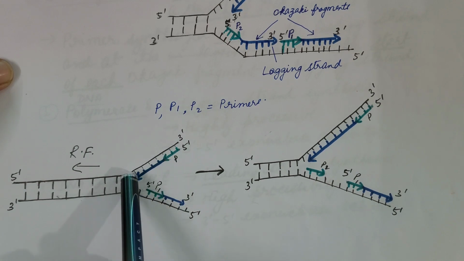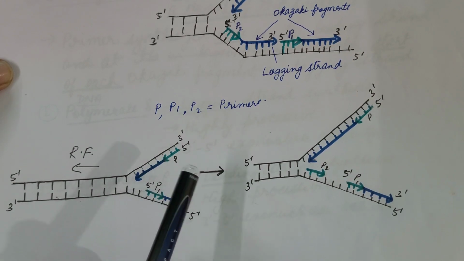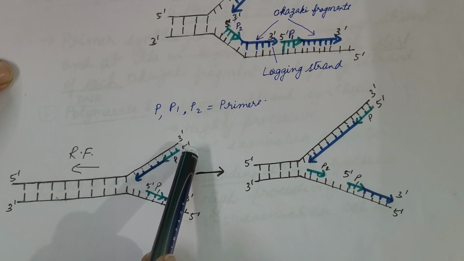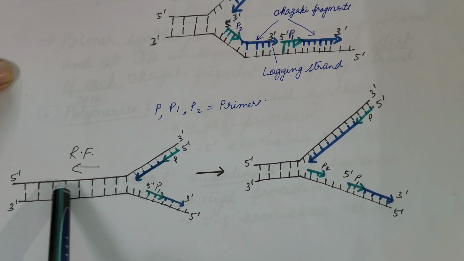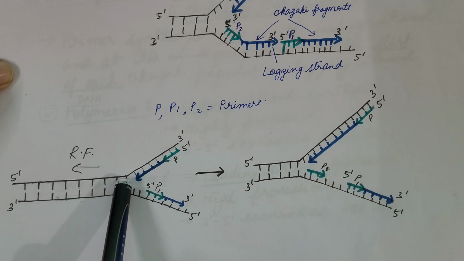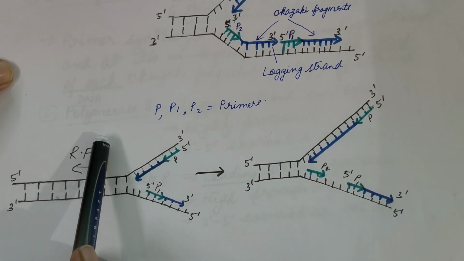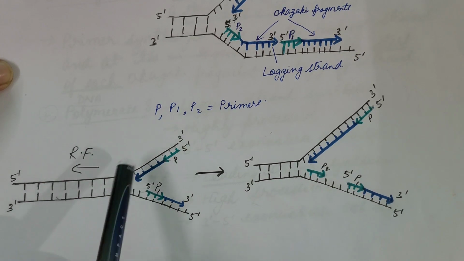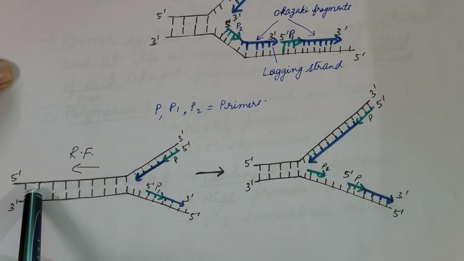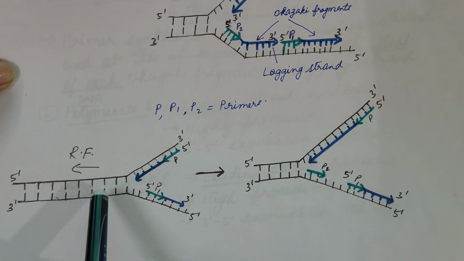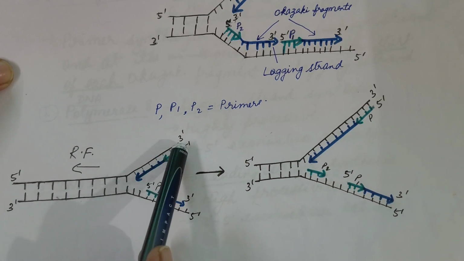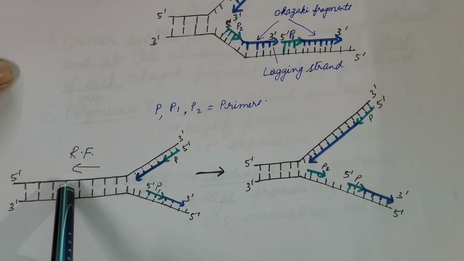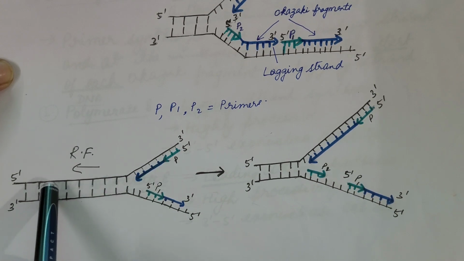So why is this synthesized continuously and this synthesized discontinuously? This is because the new strand is synthesized always in the direction of 5' to 3'. Since for this strand, the 5' to 3' is in this direction, it is synthesized in the direction same as the movement of the replication fork. As the replication fork moves in this direction, the double helix of the DNA separates, and hence the single strand template for the synthesis of this strand is continuously available. Hence it is synthesized continuously.